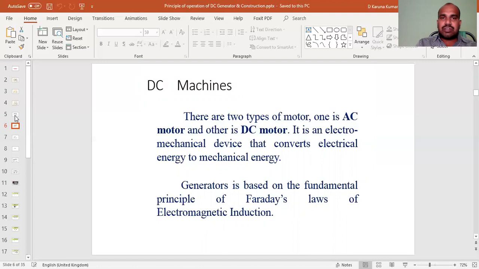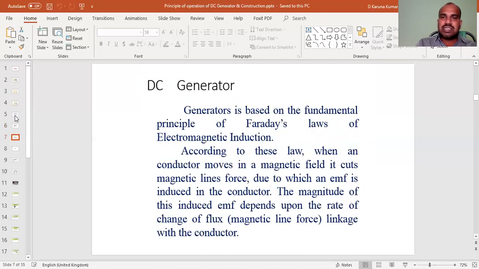Generators are based on the fundamental principle of Faraday's laws of electromagnetic induction. The first law: when a conductor moves in a magnetic field, it cuts the magnetic lines of force, due to which an EMF is induced in the conductor. Whenever a conductor cuts the magnetic field, an EMF is induced. The second law is that the EMF is directly proportional to the rate of change of flux, dφ/dt.